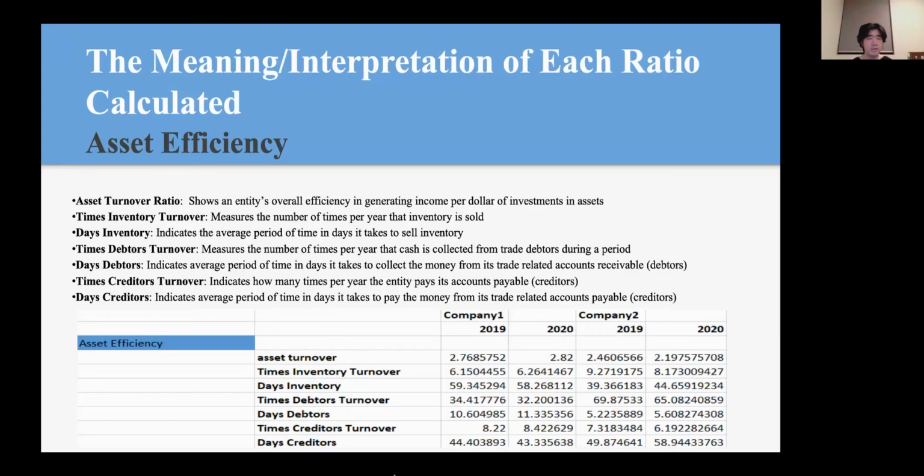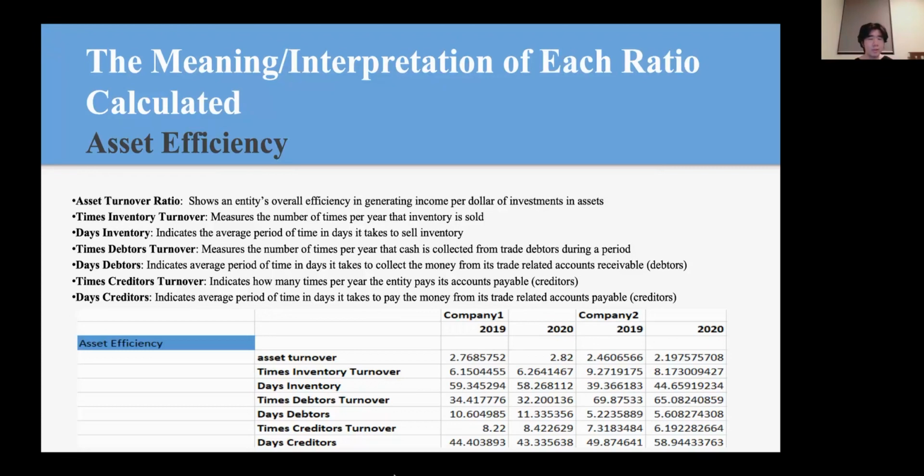The second part is times inventory turnover. It measures the number of times per year that inventory is sold. The third one is days inventory. It indicates the average period of time in days that it takes to sell inventory. The fourth part is debtor turnover. It measures the number of times per year that cash is collected from trade debtors during a period. The fifth part is days debtors. It indicates the average period of time in days that it takes to collect the money from its trade-related accounts receivable.